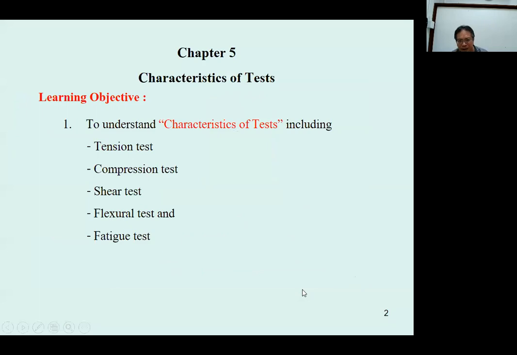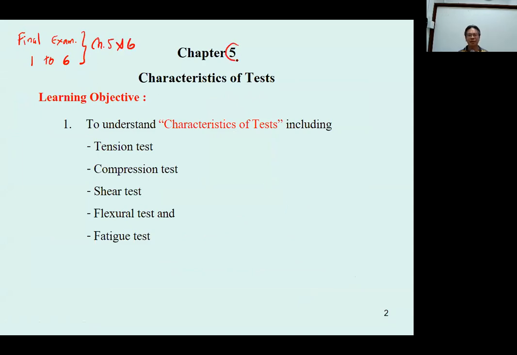Okay, this is going to be chapter 5. The final examination will include everything from chapter 1 to chapter 6, okay? But mostly the final examination will be concentrated on chapters 5 and 6.